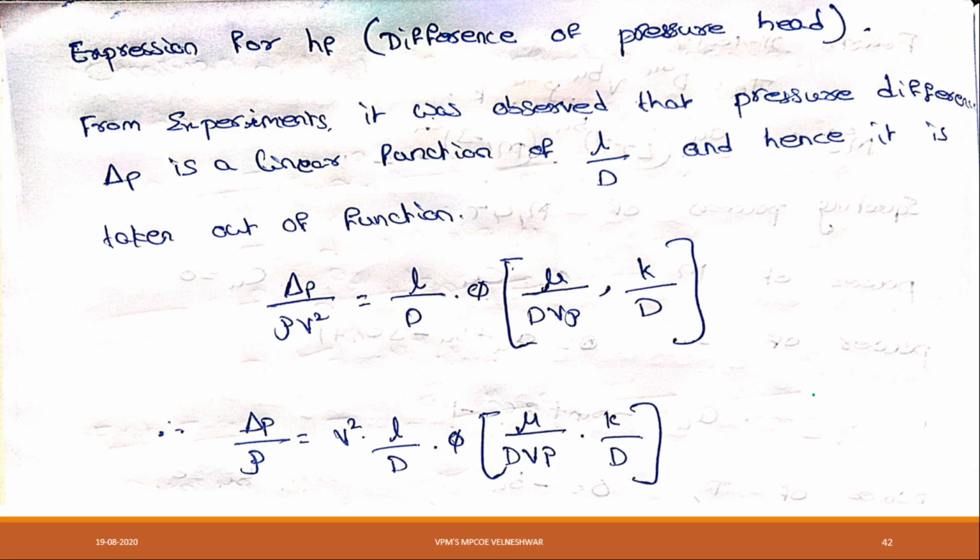Expression for hf, that is the pressure head. From experiments it was observed that the pressure difference delta P is a linear function of L by D. Generally if you see, it is based on length and upon diameter. The pressure head will depend upon length upon diameter. What is our equation? Delta P by rho v square is equal to L by D, I am taking L by D outside, into mu divided by d v rho into k divided by D. Now here whatever v square is there goes to the right hand side.